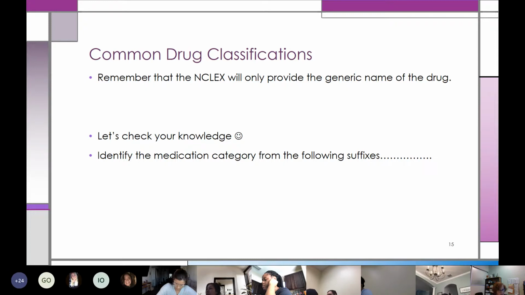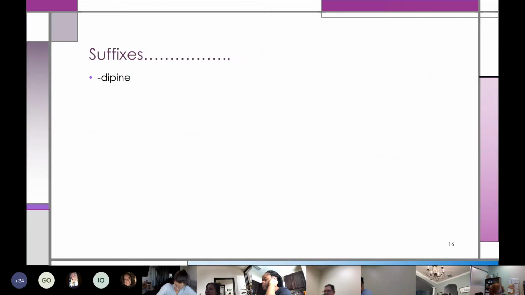All right. So let's check your knowledge. You need to be able to identify the medication category from the following suffixes. Are y'all ready? You ready for this? All right. Dipines. What classification?